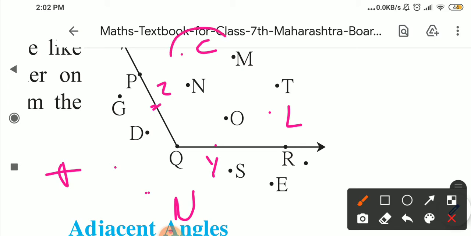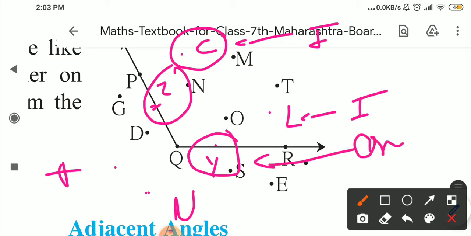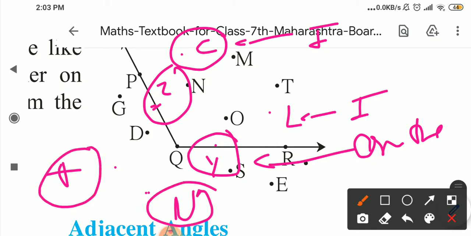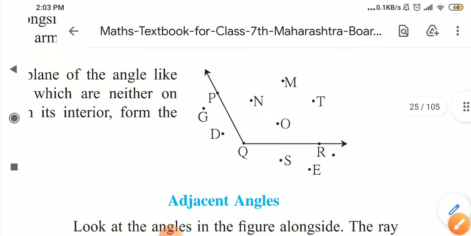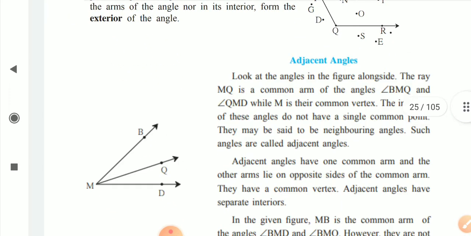If I ask, where is the position of point C? It is in the interior of the angle. Where is point L located? In the interior of the angle. Why? Because it is not on the arms, but it is present in the interior portion of the angle. Where are point Z and point Y located? They are located on the arms of the angle. And where are these 2 points present? In the exterior of the angle. Okay, after that the new concept, the adjacent angle, we will see now.